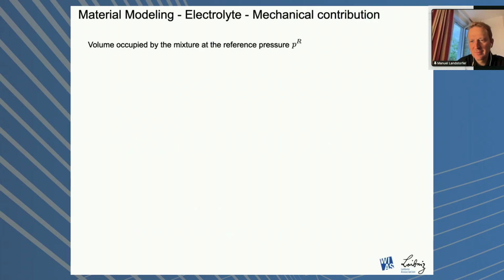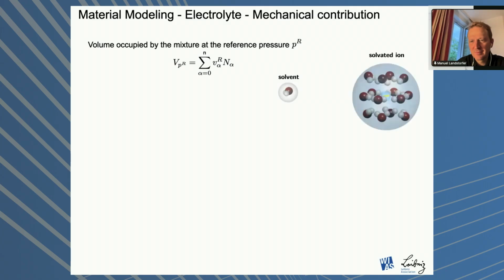In accordance to that, for the mechanical part of the free energy density, which is derived from the idea that a certain amount of volume of the mixture is determined by the number of species you have at a given point in space times its partial molar volume. The partial molar volume is this v alpha. So v alpha is the partial molar volume of a species.